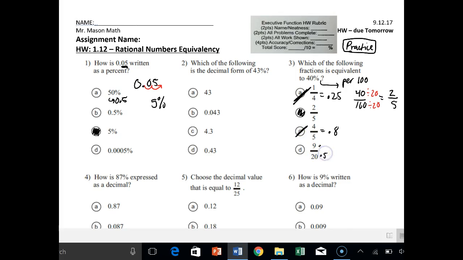Oh, and 9 over 20, if I multiply by 5, I'll get 45 over 100, which is 0.45 or 45%, so I know that can't be the answer, right? So that's how we can use process of elimination and show all of our work, right? We're putting all the knowledge that we have in our brain down onto the paper, right?